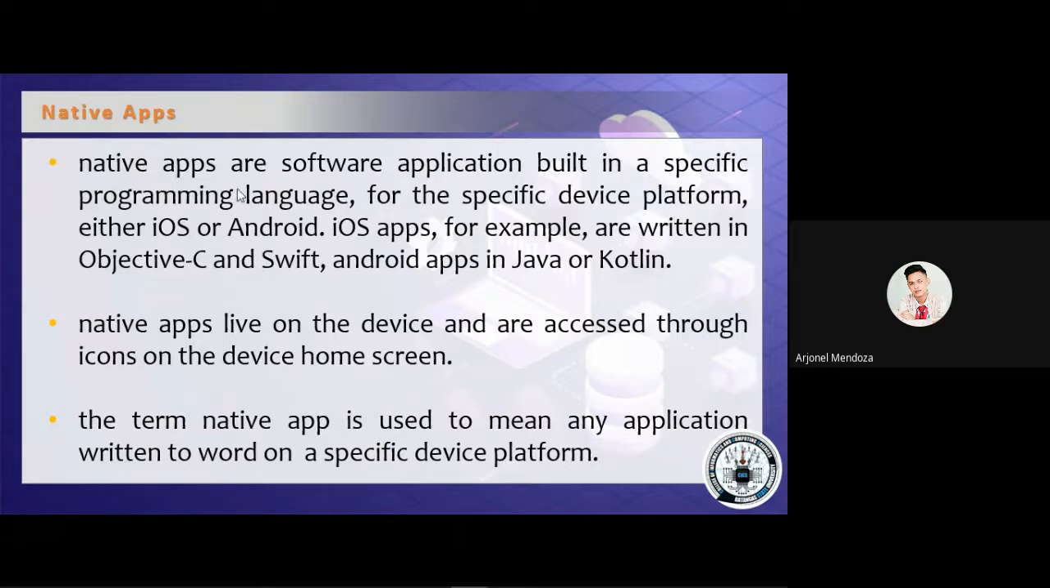So, yun nga, example, for iOS, kapag gumawa ka ng program or application using Objective-C and Swift, that application will only work for the iOS. If gumawa ka ng application using Java or Kotlin, that application will only work for Android. So, lahat ng mobile applications na ginagawa natin for a specific device at hindi niya kayang mag-run sa ibang device, that is native apps. Gets?